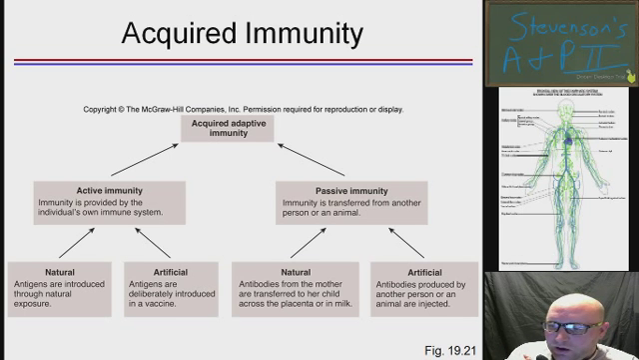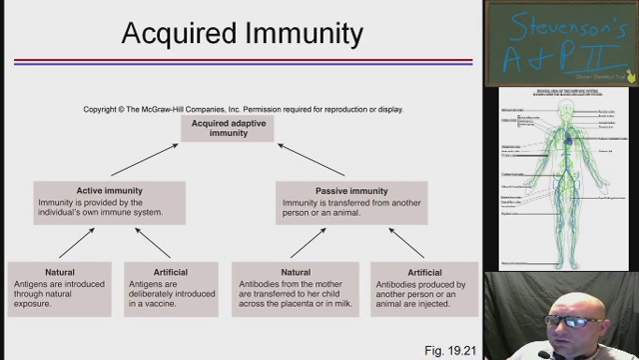Acquired, adaptive immunity. How does it happen? Well, there are two different ways: active immunity and passive immunity. Active immunity is provided by the individual's own immune system. Naturally, antigens would be introduced through natural exposure. An artificial way to produce active immunity is when antigens are deliberately introduced in a vaccine.